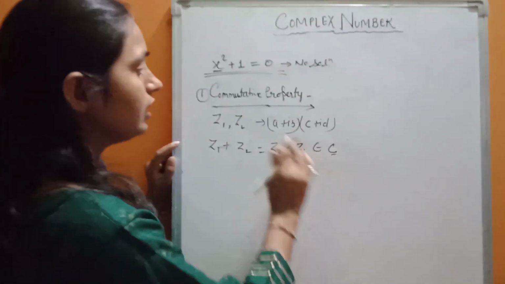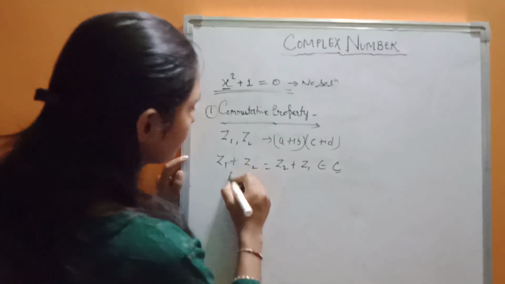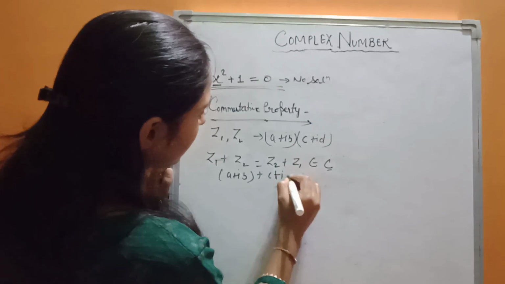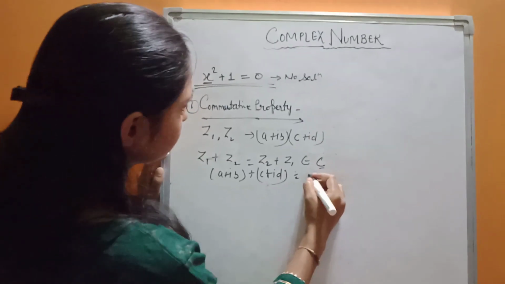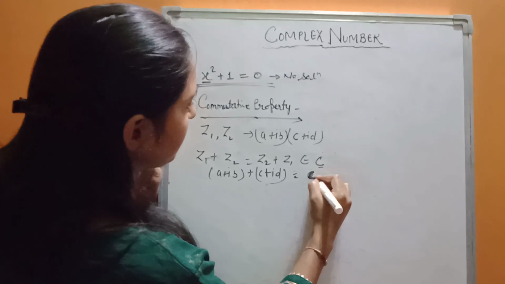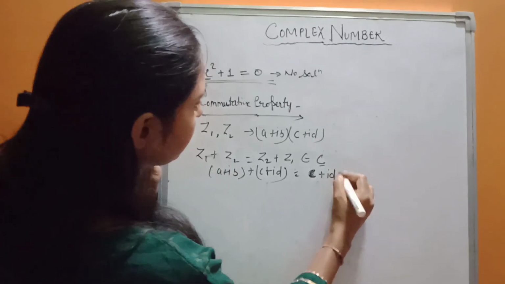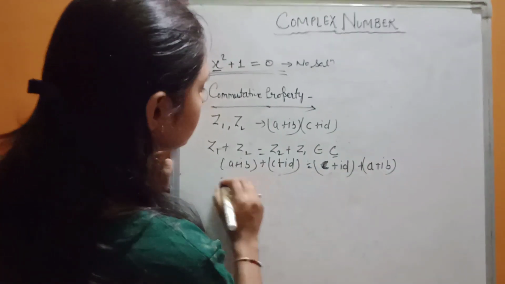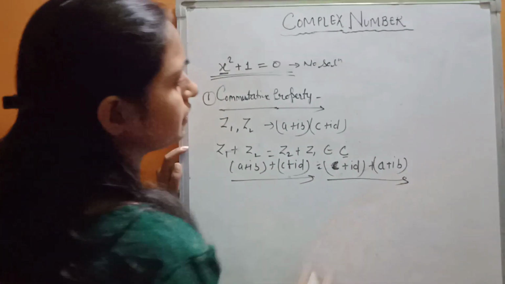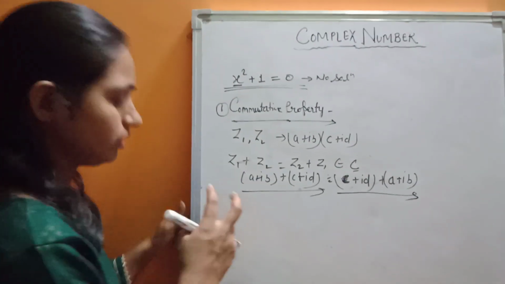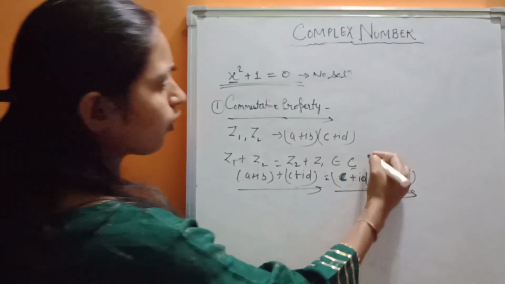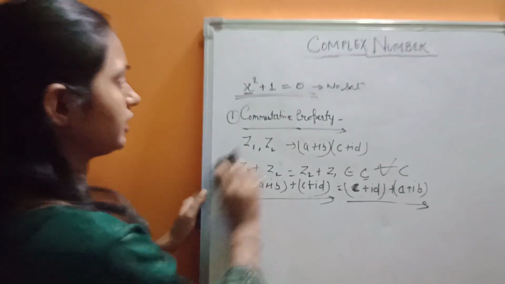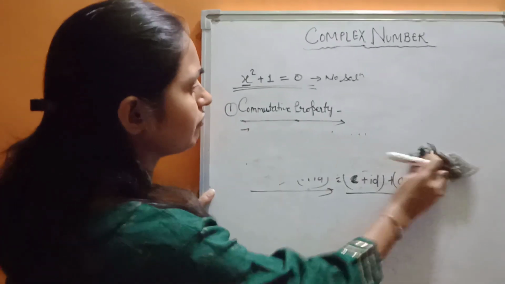You can use this as a plus ib plus c plus id is equal to c plus id plus a plus ib. You can also write this number in this way. This holds for all complex numbers. Every property that I am solving here belongs to every complex number.